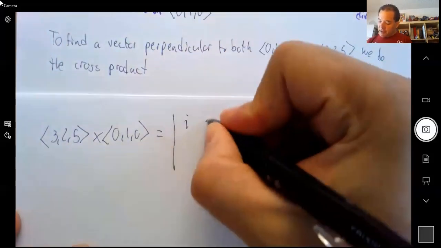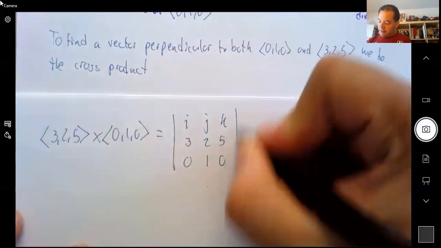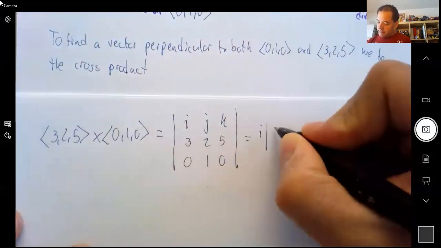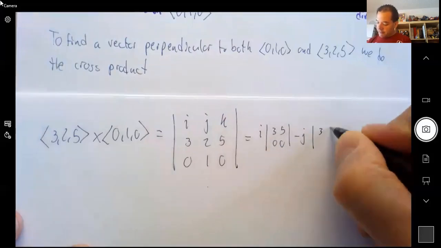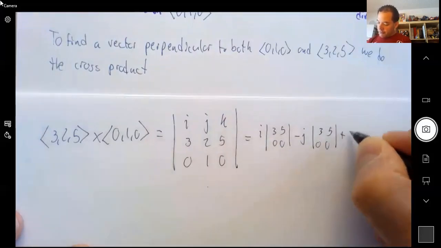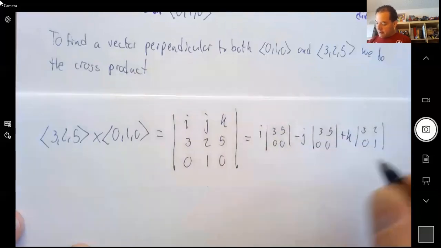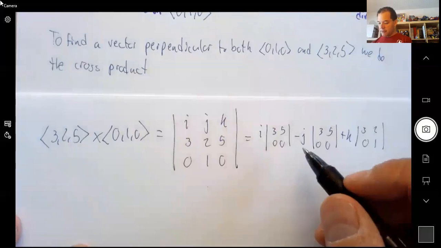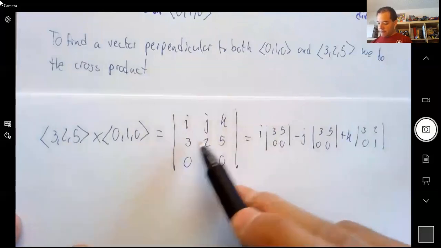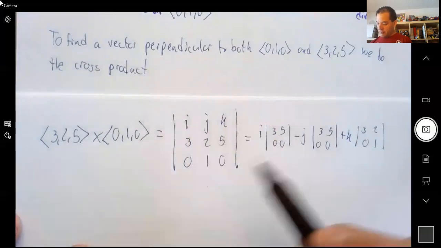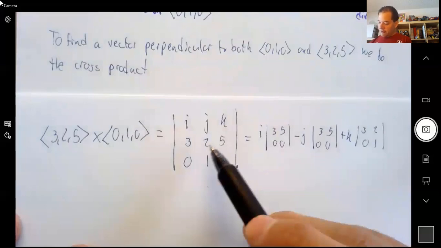So this is i, j, k, 3, 2, 5, 0, 1, 0, which is i times (3, 5, 0, 0), minus j times (3, 5, 0, 0), plus k times (3, 2, 0, 1). This is not right. There's something wrong here. It should be 2, 5, 1, 0.